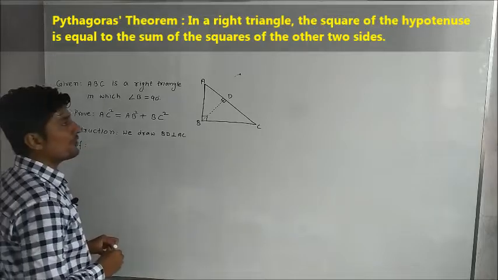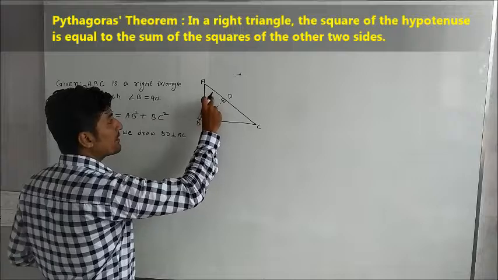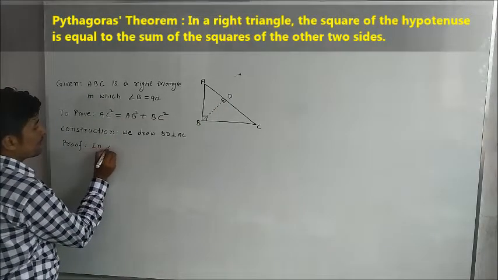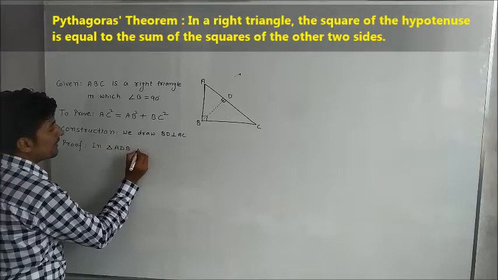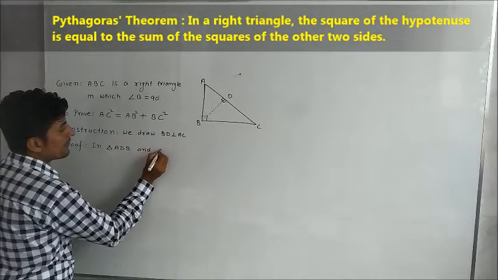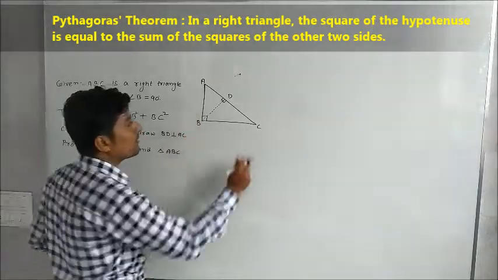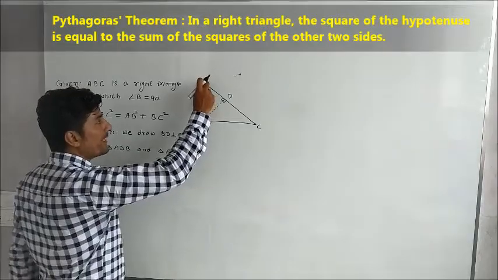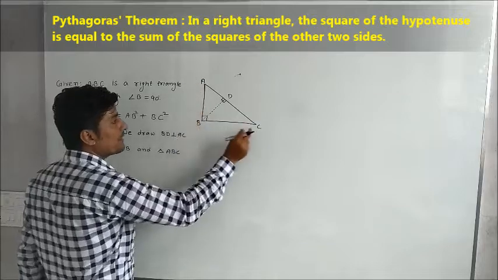After writing the construction part, then we have to write the final step, that is proof. In proof, first of all, we have to consider triangle ADB, this small triangle, and triangle ABC, the whole triangle. Once again, I am repeating both the triangles. First of all, we have to take triangle ADB, and second triangle we have to take ABC.